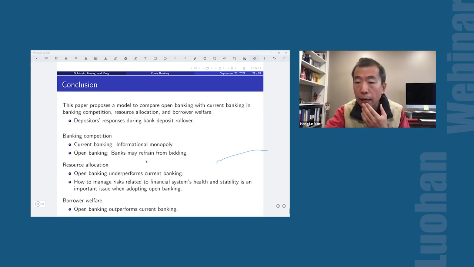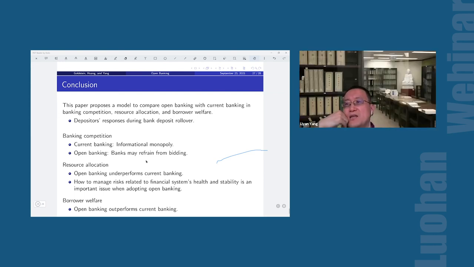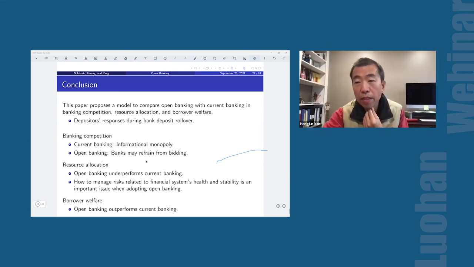economy. And it seems like in the model, the banks are moving simultaneously. Is that right? Yeah, the banks are moving simultaneously. So that probably is the setup where the winner's curse is very likely to happen.